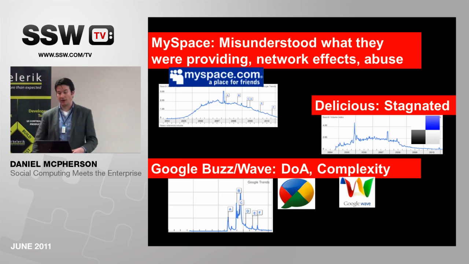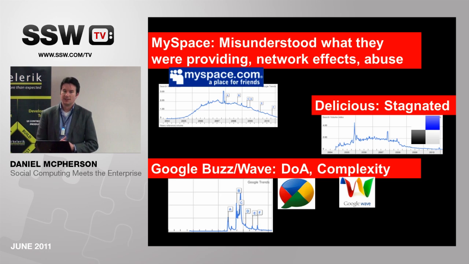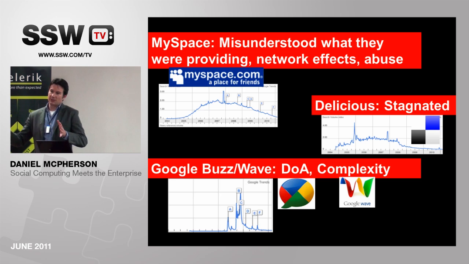Delicious stagnated. That's just a great example of Yahoo buying them up, and then they just never did any more. It just died. They just didn't add features. They didn't keep pace with what's going on around them. And then Google Buzz was an interesting one that Google released. Google have made a number of missteps on their way to becoming social. And Buzz was a really big misstep.